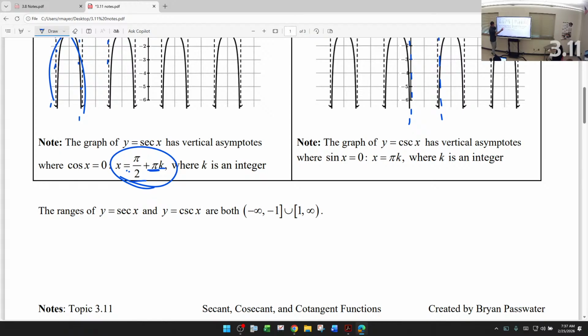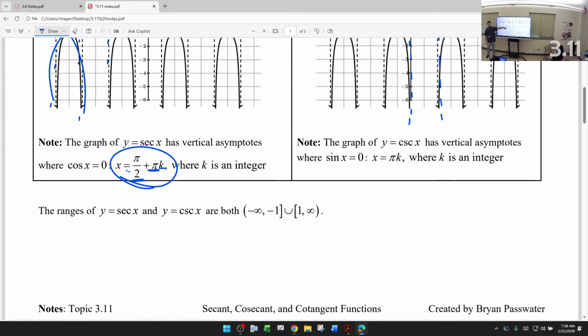But I can't list all the asymptotes. I can't list them all. So we have to do that generic pi k at the end. Okay? The pi k at the end. Sometimes it's 2 pi k. Sometimes it's 1/2 pi k. Same thing over there.